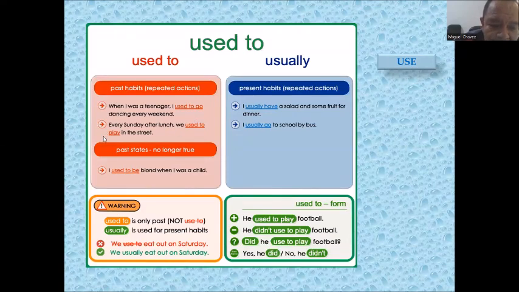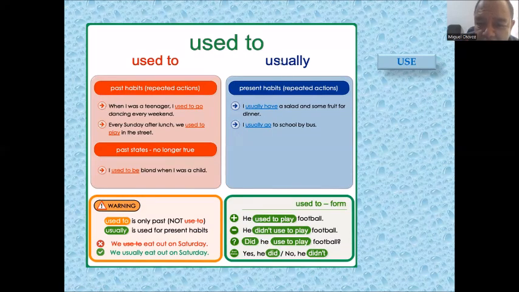Another use for used to is to talk about past states that are no longer true in the present. I used to be blonde when I was a child, but now I am a teenager and now I'm not blonde.